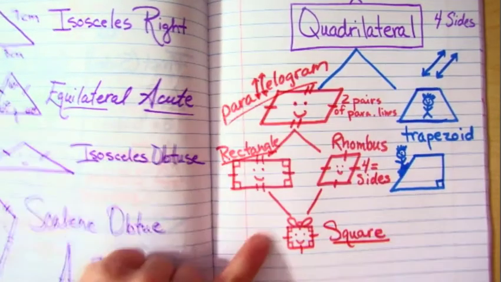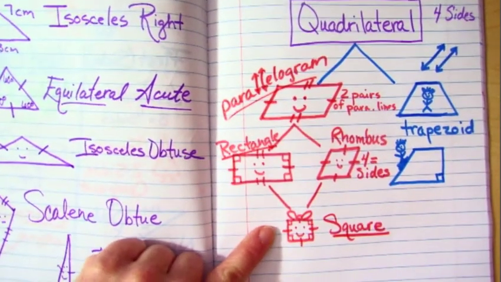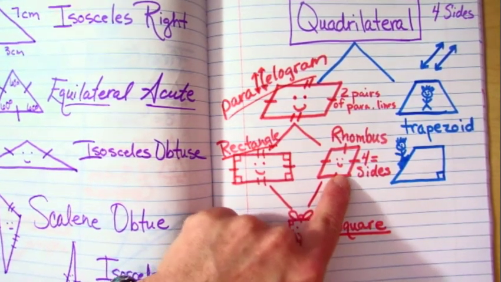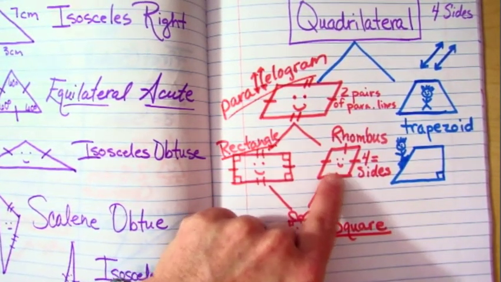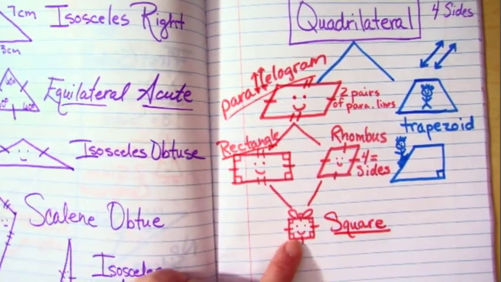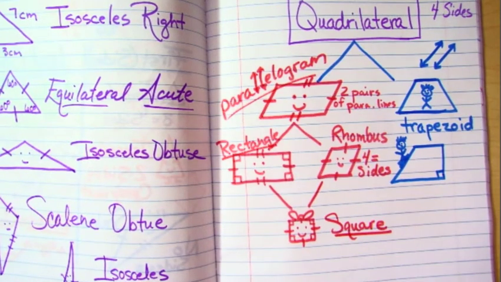Are all rhombuses squares though? No, because this one here clearly has no perpendicular angles. There's no 90-degree angles. I can't call that rhombus a square, but if I see a square, I have to classify it as all of them. Rhombus, rectangle, parallelogram, quadrilateral. She's the most complicated one of all. You have to do all her names. Do you see?